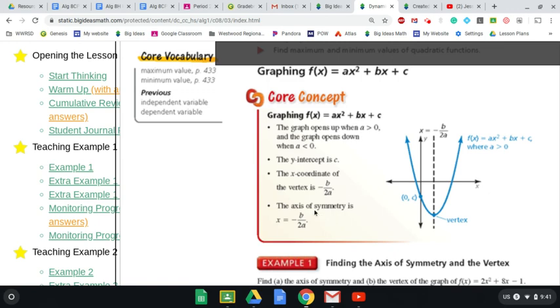Similarly, the axis of symmetry. Remember that the axis of symmetry is this vertical line that passes through the vertex. Well, since it passes through the vertex, that means that the x-coordinate of the vertex is the same as the axis of symmetry. Look at how they cross the x-axis right here. They both have the same x. So if I wanted to find the axis of symmetry, I would again use this formula, the opposite of b over 2a, and make it equal to x because it's an equation of a line, a vertical line.